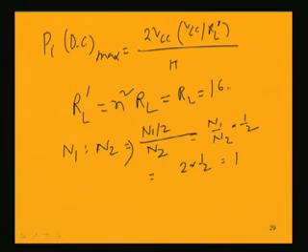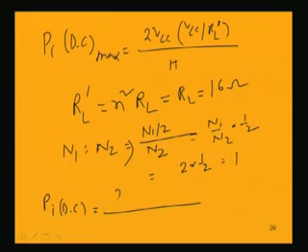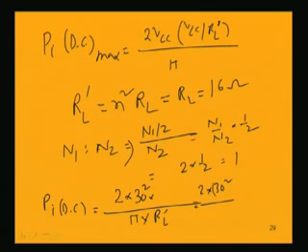What is the value of RL? It is 16 ohm. So, now the Pi DC maximum can be found out by just substituting: 2 into VCC into VCC, which is VCC square, divided by RL dash into pi. So, 2 into 30 square divided by pi into RL dash, which is 16. If we calculate this value, it is 35.81 watts. So, these are the DC input value and maximum value.